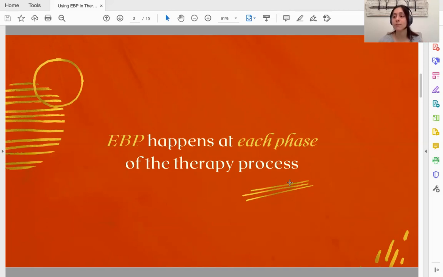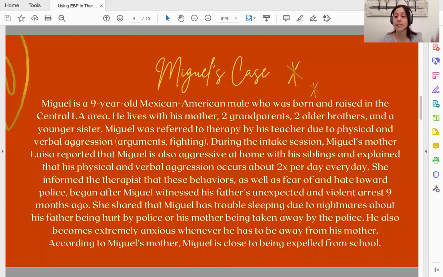And it's one that you're likely familiar with if you've taken previous courses with me. So the case is that of Miguel. So Miguel is a 9-year-old Mexican-American male who was born and raised in the central LA area. He lives with his mother, 2 grandparents, 2 older brothers, and a younger sister. Miguel was referred to therapy by his teacher due to physical and verbal aggression that included arguments and fighting. And during the intake session with you, Miguel's mother, Luisa, reported that Miguel is also aggressive at home with his siblings and explained that his physical and verbal aggression occurs about 2 times per day, every day.